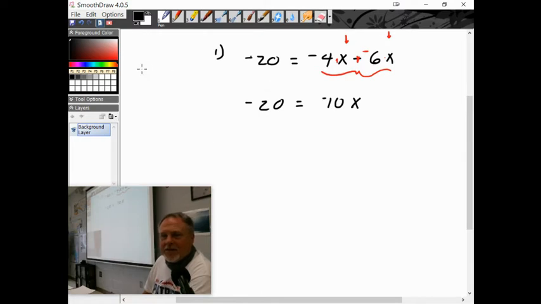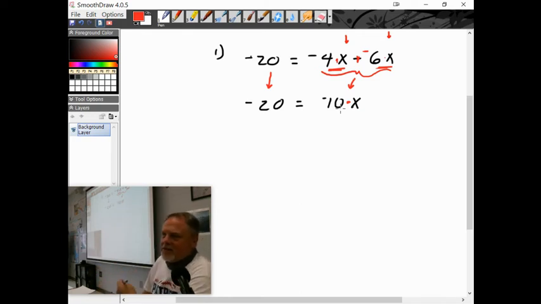Let's see what we just did. Nothing happened on the left side, so the negative 20 drops down and just waits until it's involved in the process. But we took these 2 terms and combined them to get the negative 10x. So we're at our second step. Now we still have a number over here with the x, and it's a negative 10. Anytime you have a number and a variable pushed up against each other, they're multiplying.